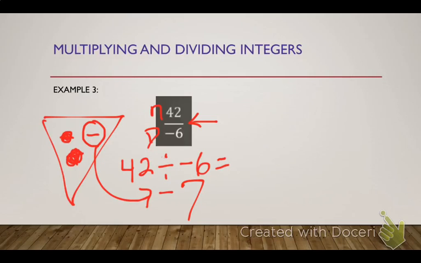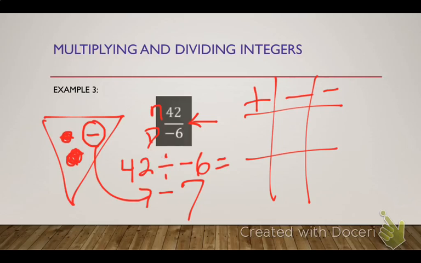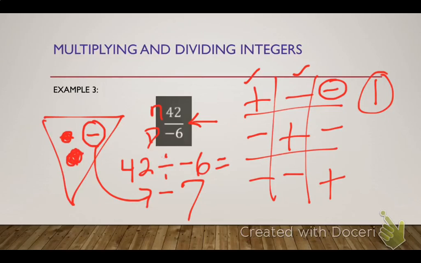Okay? If we're going to do tic-tac-toe, it would be the same thing. We're going to go positive, negative, negative, negative, positive, negative, negative, negative, positive. Again, we would want to look at this row right here because we're going to start with a positive and a negative, and that gives us a negative. Here's our answer right there, negative.